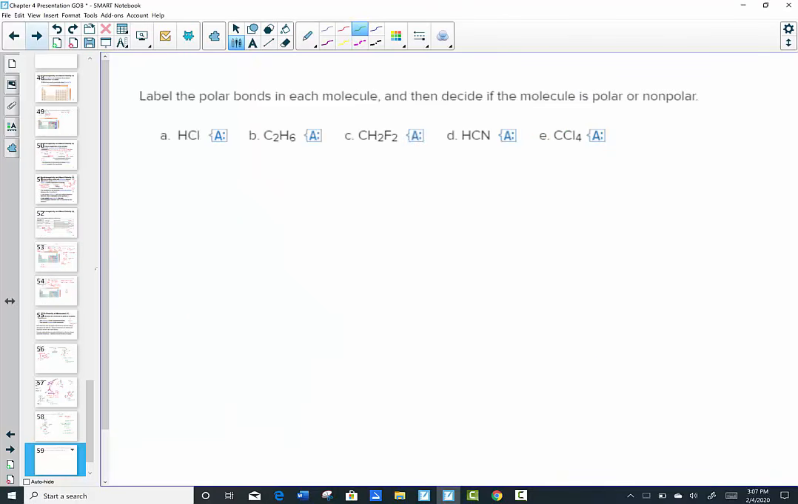Go ahead and try these last few practices. Come on back to me when you want to check. You have a few more to finish off. You have a little bit of reading on page 14 as well. Pause the video, practice these polarity molecules. Come back when ready to check.